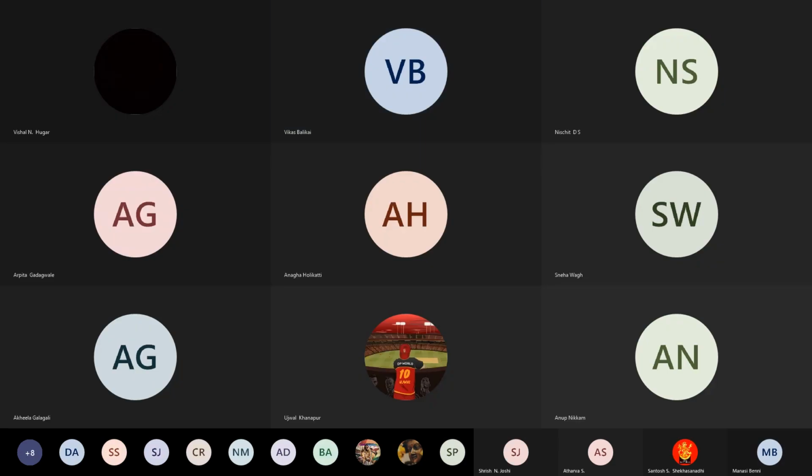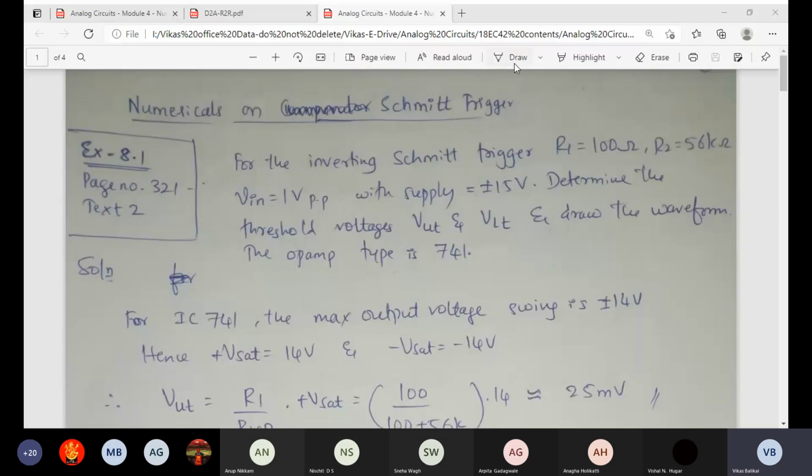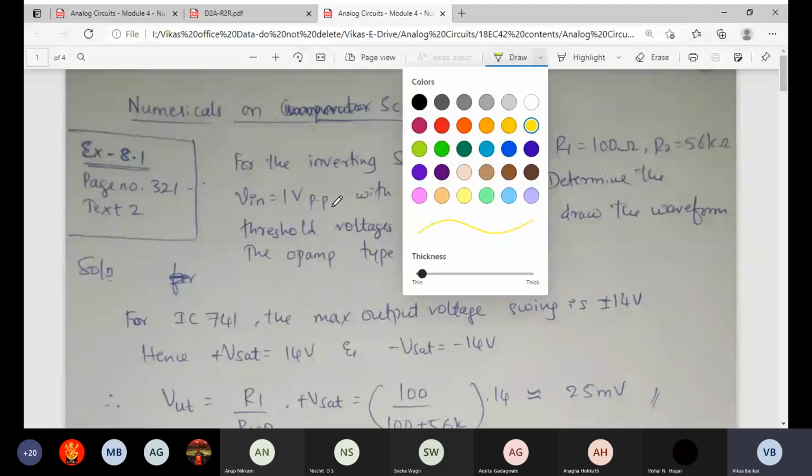Just a moment. Now can you see this numerical? Yes, sir. Now what I was telling, just read this problem.